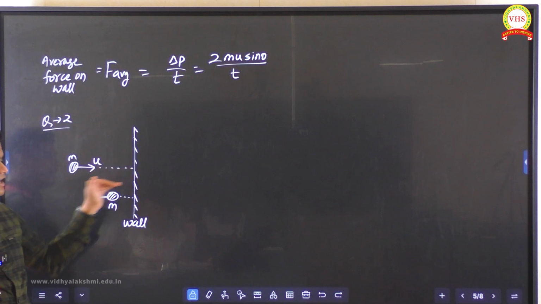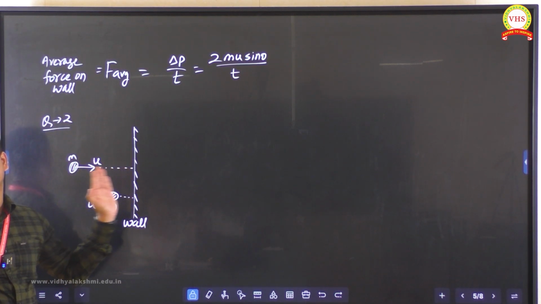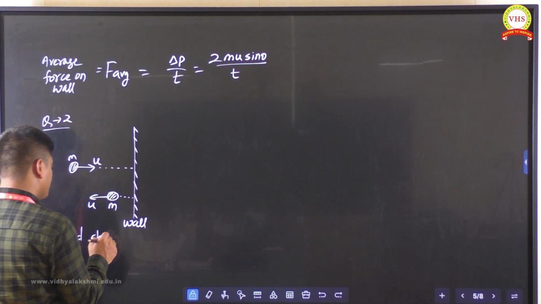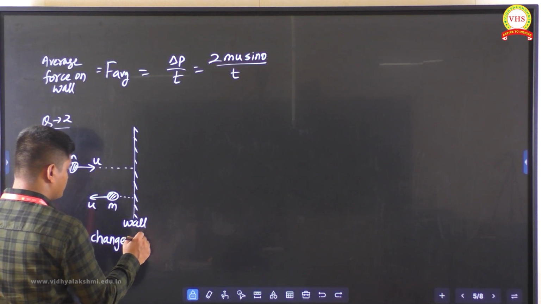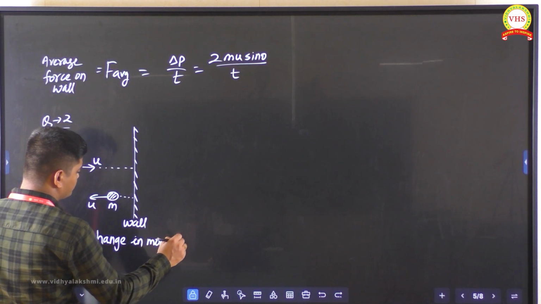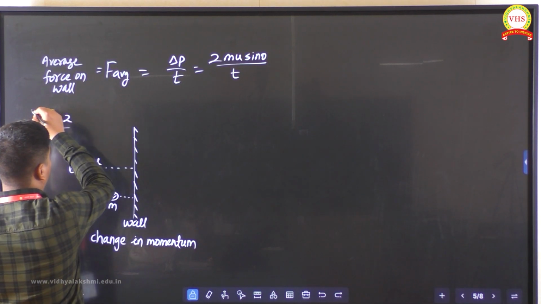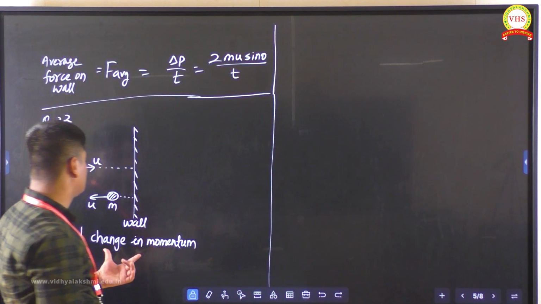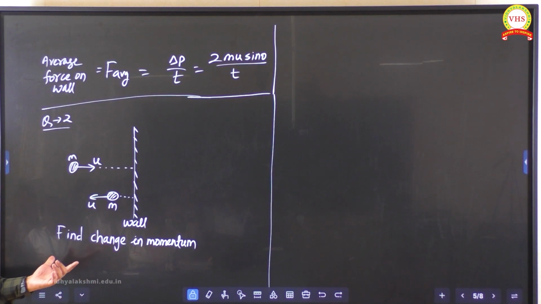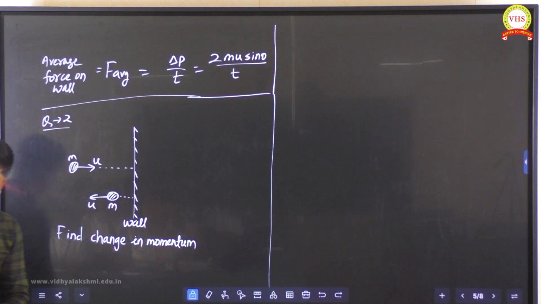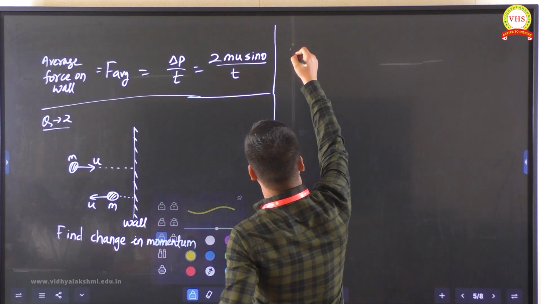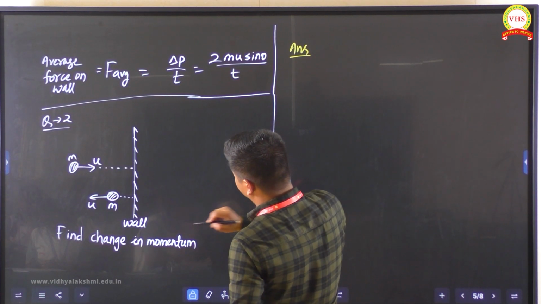But here this time perpendicularly it is colliding with the wall. Now here also suppose they ask to find the change in momentum. Here also you can find change in momentum. For this question I am telling. What is the change in momentum? Can you find or not? What is the change in momentum formula? Final momentum minus initial momentum.